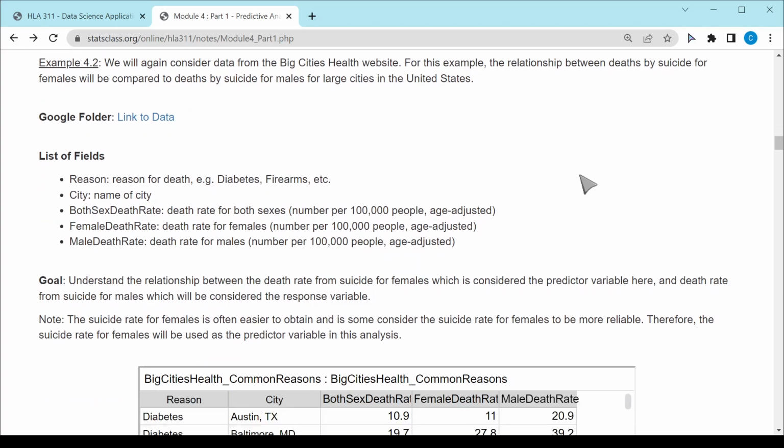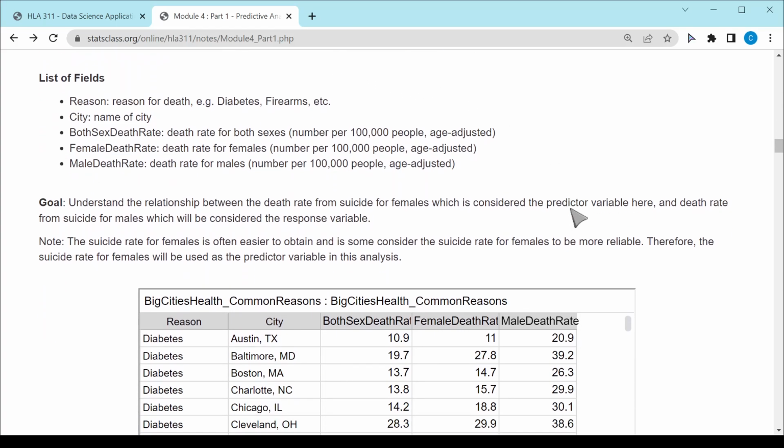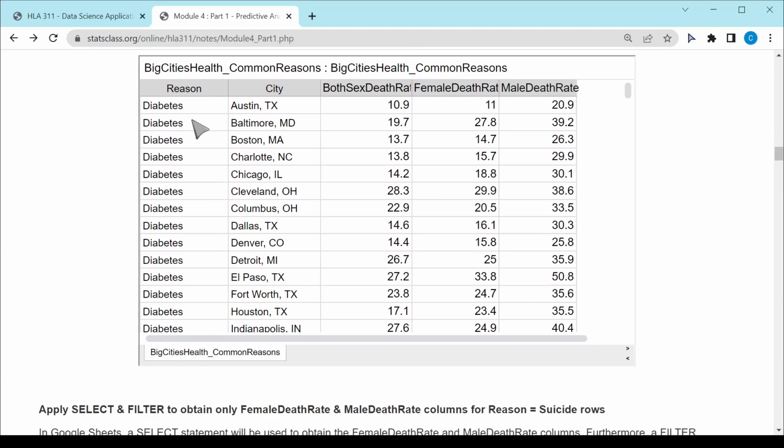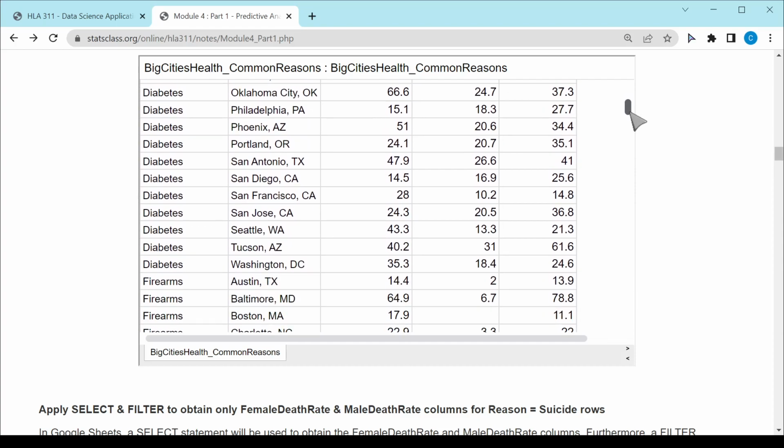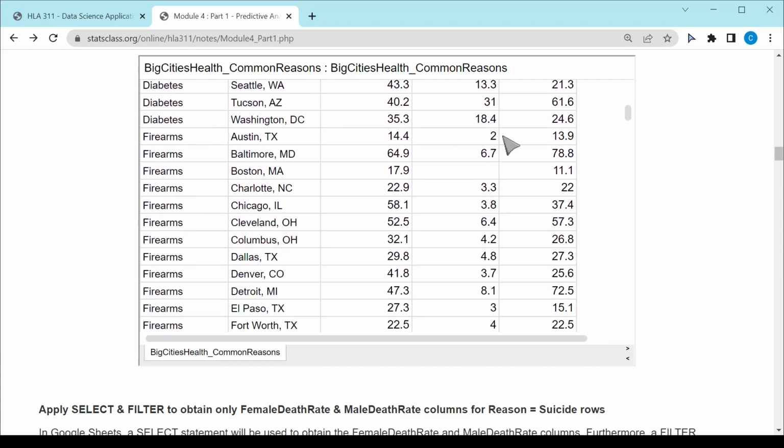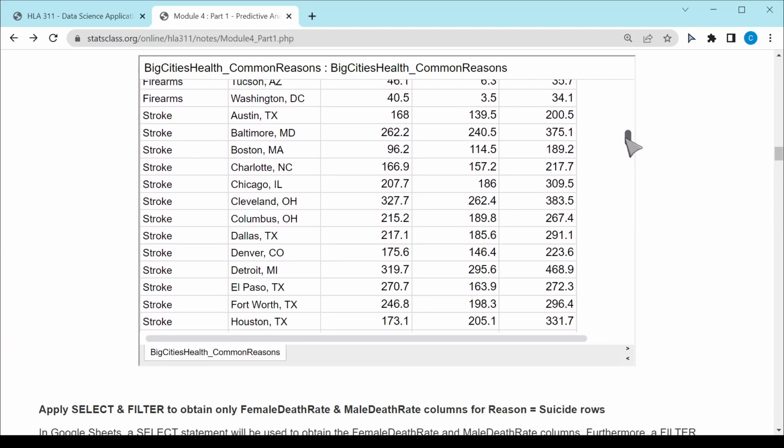So again, we're going to use data from the Big Cities Health website. And I have what I call the Big Cities Health Common Reasons data set. And this has, again, the 35 cities, but I have several different reasons here. You can see diabetes here. And then down below that is deaths due to firearms. We have strokes, etc.